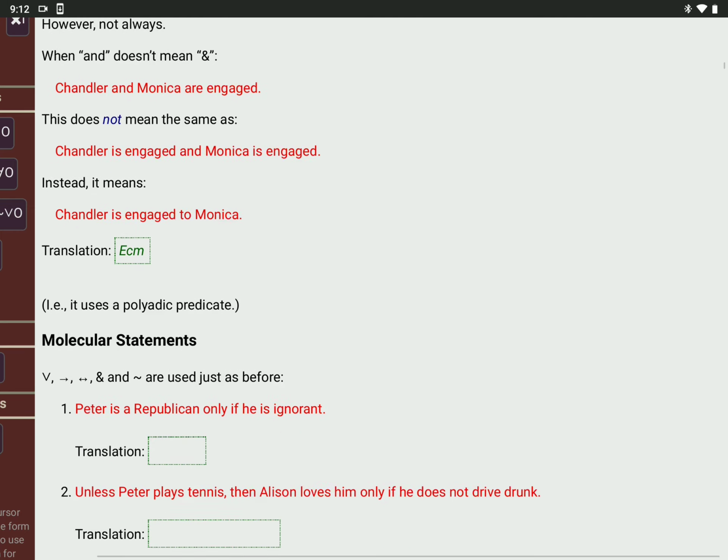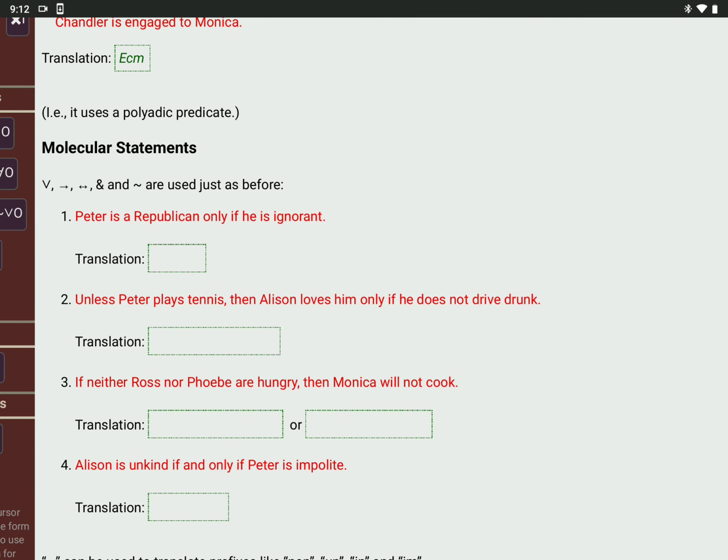So again, we're going to use the wedge to mean or, the arrow to mean if then, the two-way arrow to mean if and only if, ampersand to mean and, and the not symbol to mean not, just like we did before. Say Peter is a Republican only if he is ignorant. We're going to represent that with the arrow. Write RP to mean Peter is a Republican, arrow, now the "he" in "he is ignorant" is Peter. So we're not going to write this as IH, we're going to write it as IP. So RP, arrow, IP: Peter is a Republican, arrow, Peter is ignorant.